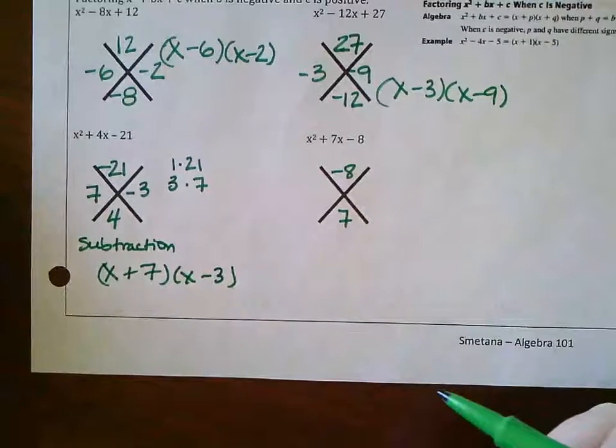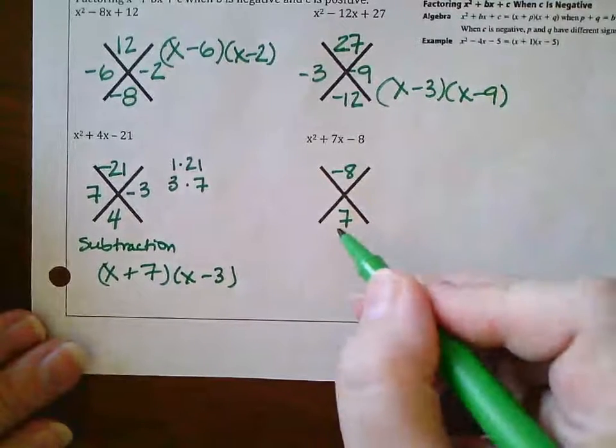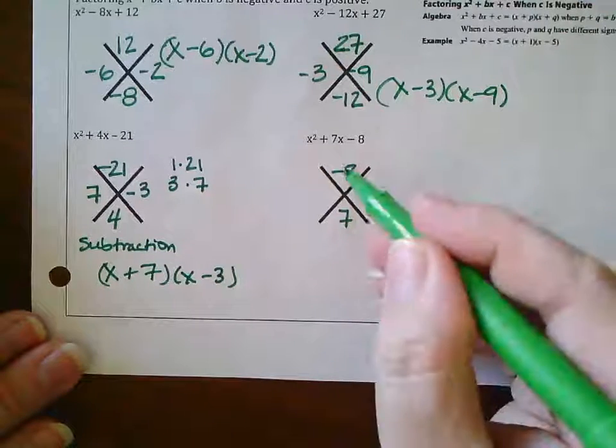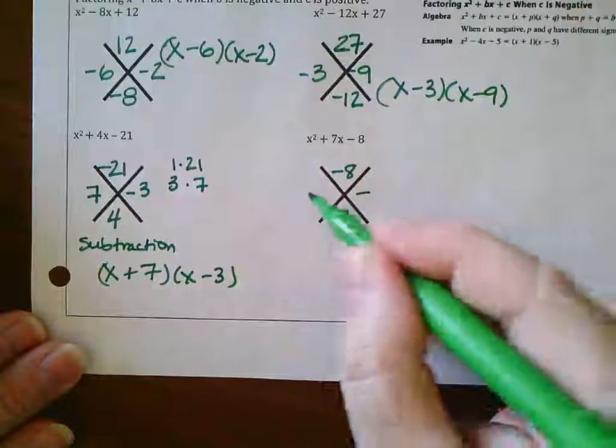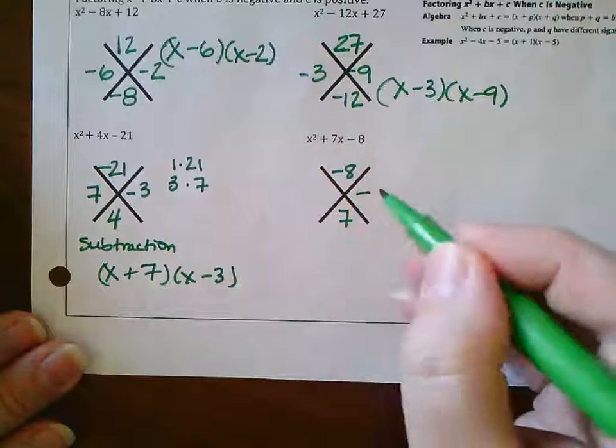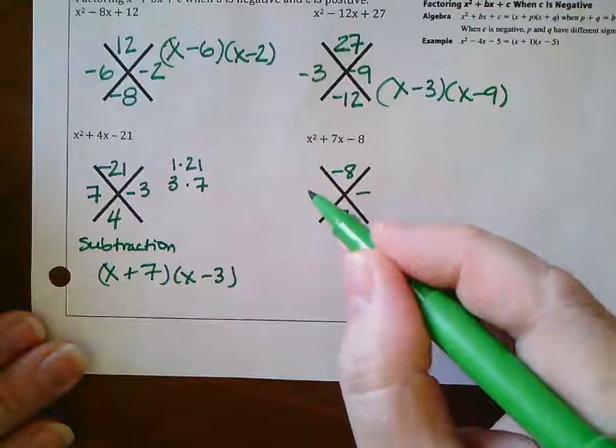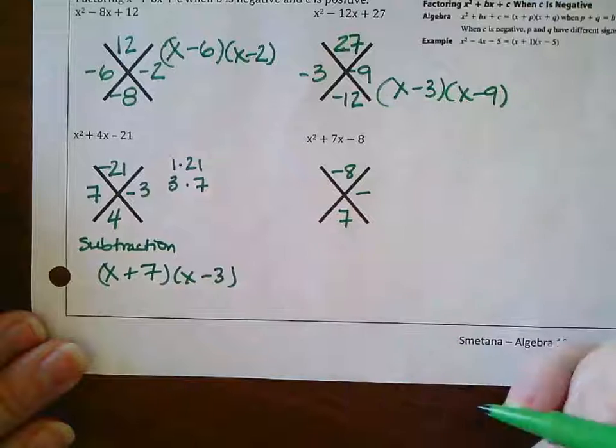This one here, again, it's a positive, and this is negative, which means one of these is going to be negative. It doesn't matter which one you make negative. It really doesn't. I just like to put it here sometimes because then you have a positive minus a negative and you can see it real easily.